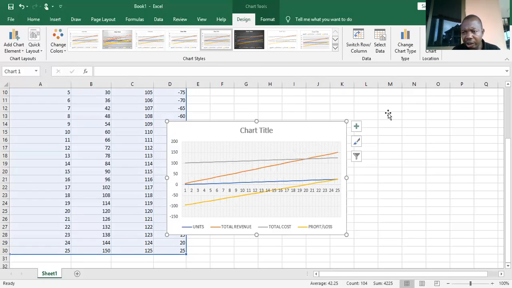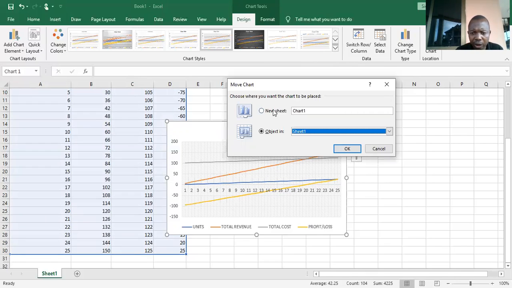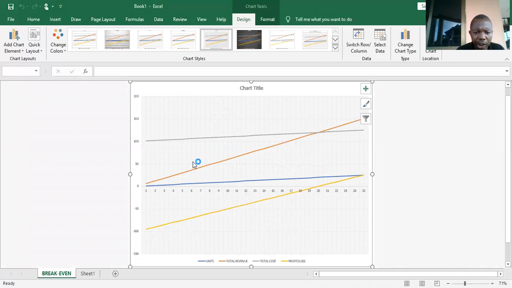And the next one is that whenever you insert a chart in a worksheet, you can decide to change the location so that you present the chart alone on a separate sheet. To do that, you look at here. You see we have move chart location, right? Move chart, you click on that. And now we click on the new sheet so that the chart will not be used as an object within the sheet one. If you want it to be in a new sheet, you can label the sheet. So let me call this the break-even. So break-even, that's the break-even chart, okay? And the whole chart is here.